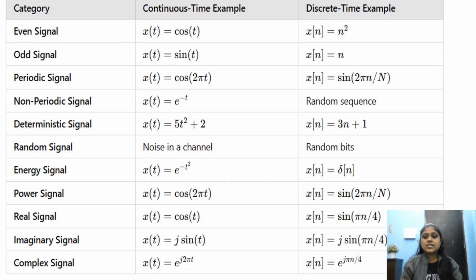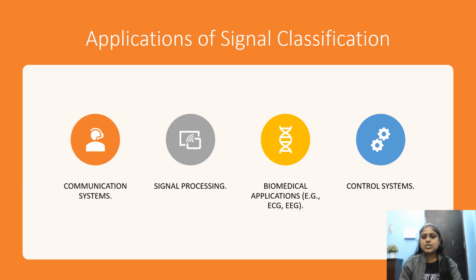This is a summarization of all the mathematical equations we discussed in the previous slides. Applications of signal classification: communication systems, signal processing, biomedical applications, for example ECG and EEG, and control systems.